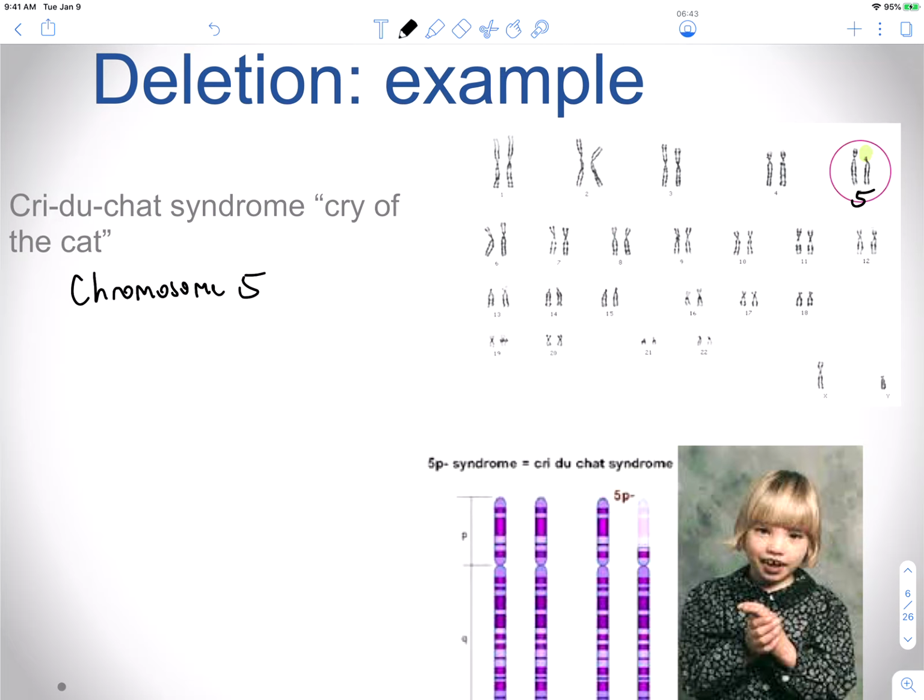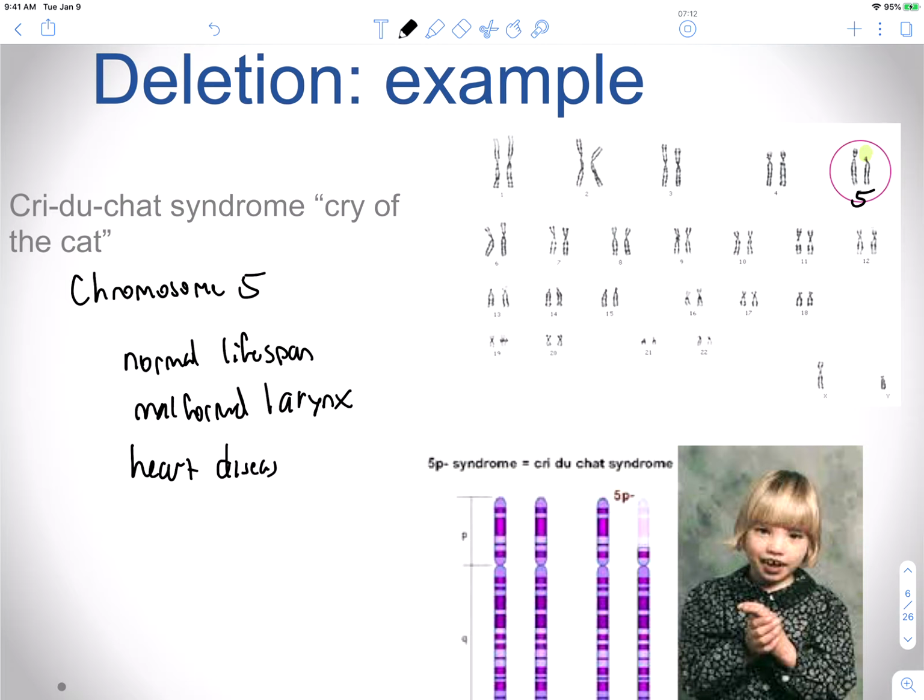And so this will lead to the disease, and even though children have the cat sound, it leads to a malformed larynx. That's what causes that. And you also have mental disabilities, normal lifespan, heart disease, and mental disability.